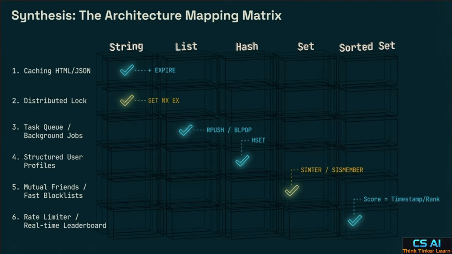Here is your architecture mapping matrix. When you're designing, map your problems to the data type. Need a lock? String plus SET NX EX. Need a task queue? List. User profiles? Hash. Mutual friends? Set. Real-time ranking? Sorted set. This matrix is your cheat sheet for selecting the right structure before you even write a line of code.